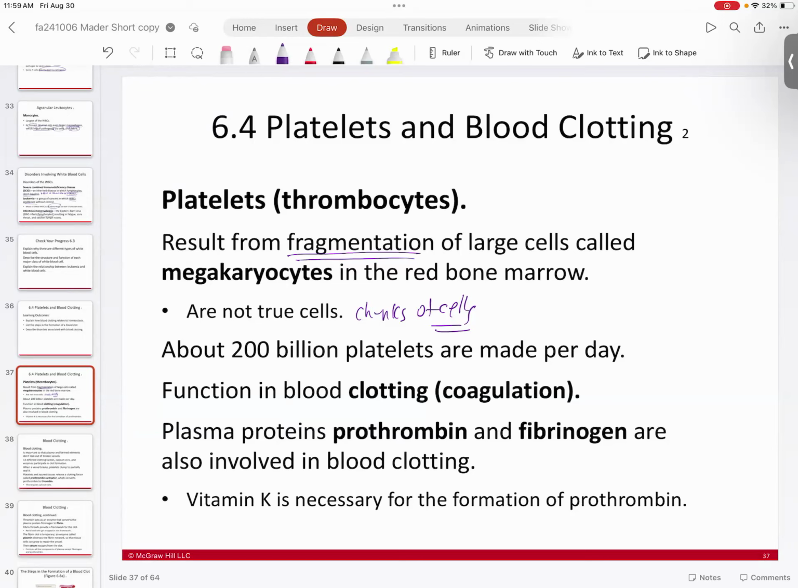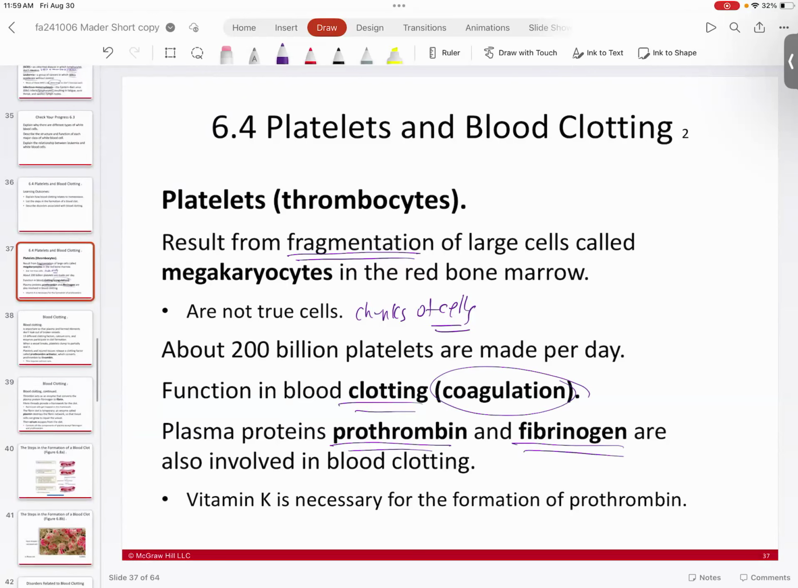But their job is simply to clot the blood, or to coagulate the blood. Now, there are certain plasma proteins that will be involved in this. For instance, prothrombin is involved in this process of clotting. So is fibrinogen, which we already said was one of the plasma proteins that we already have in plasma, is also involved in blood clotting. And vitamin K is necessary for the formation of prothrombin. Vitamin K is something that you get in bananas.